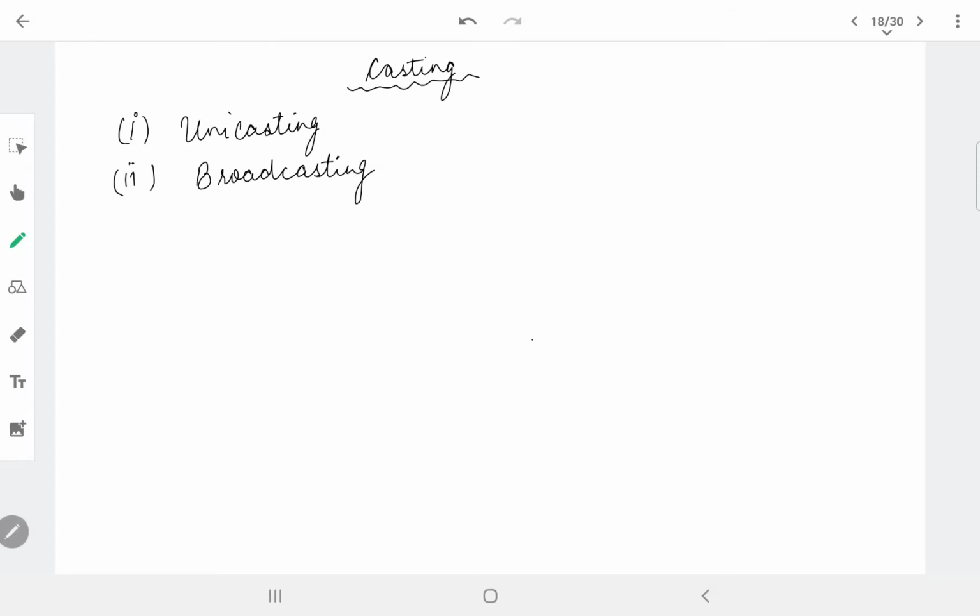Let us see what is casting. Casting means sending a packet from one host to another host. Casting is of two types, unicasting and broadcasting. In unicasting, we send a packet from one host to another host. But in broadcasting, we send a packet to more than one host, like we broadcast a packet.